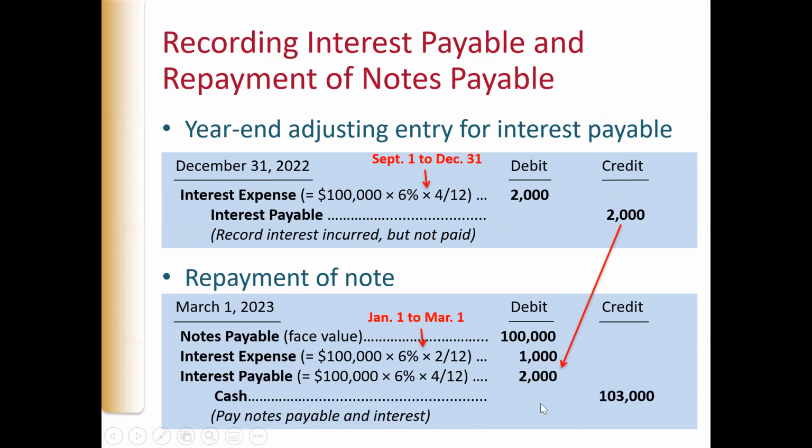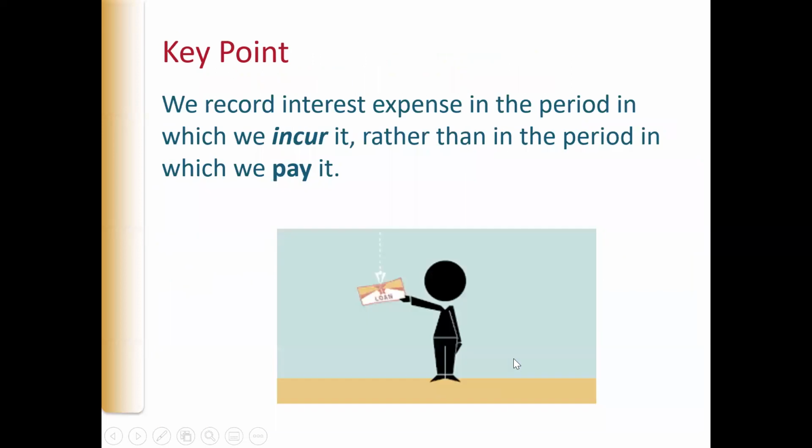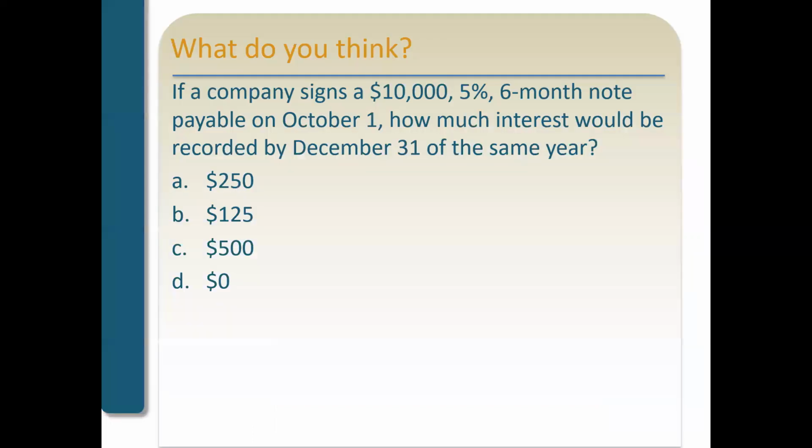On March 1st, we're paying everything back: the note, the interest we accrued in 2022, and the interest that we show for 2023. Now, remember, we record interest in the period in which we incur it rather than in the period in which we pay it. That's the whole purpose of accrual accounting: we record it when it happens, not when we necessarily pay it.